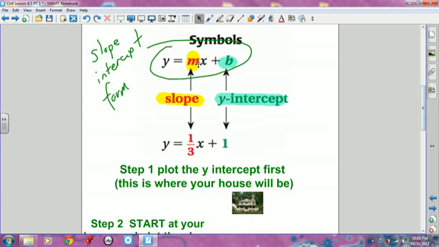M, that's right people, is your slope. B is your y-intercept. So get it? You have a slope and you have a y-intercept. It's hard.